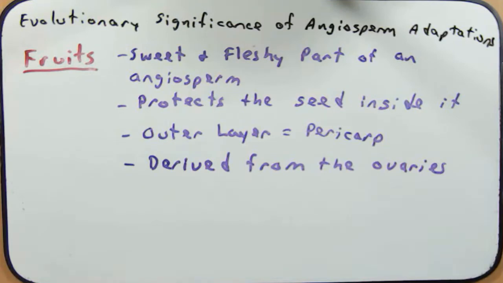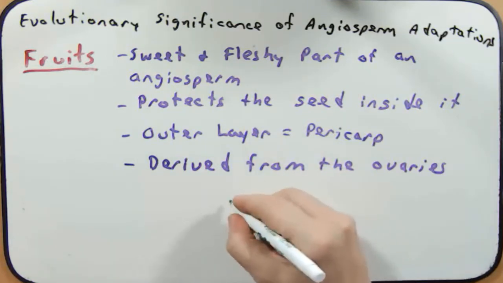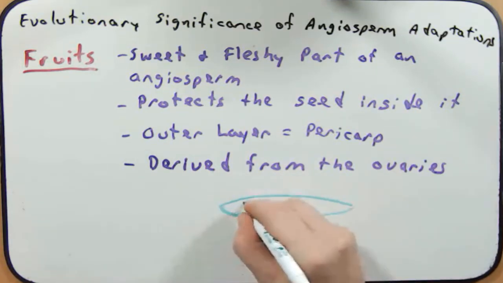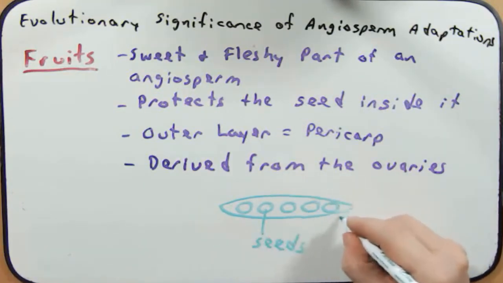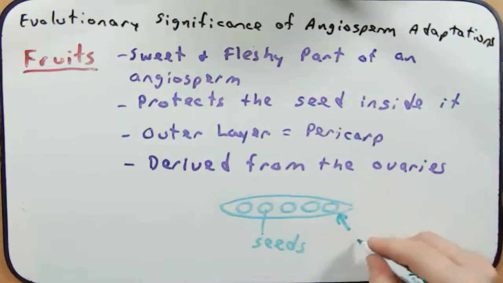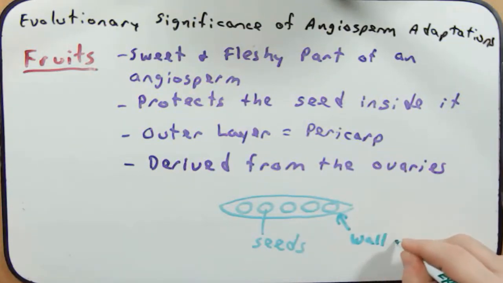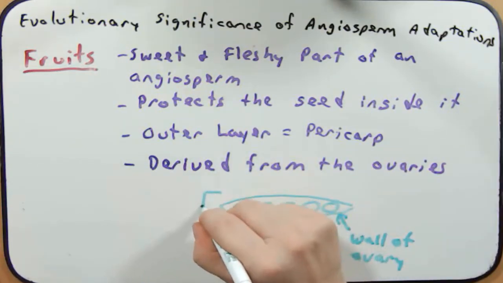So to give you a frame of reference, if you think about a pea pod, like so, and all the peas inside of it, the peas are the seeds, and this outside coat here of the pea pod, that's the wall of the ovary. So all of this here is the fruit.